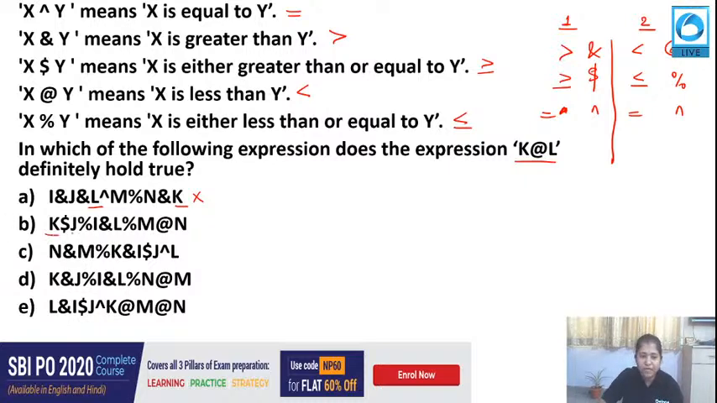Similarly, let's have a look from K to L here. We have a dollar. Dollar is group 1.